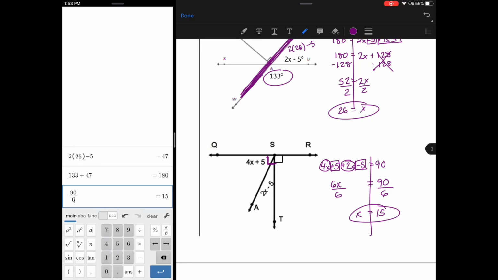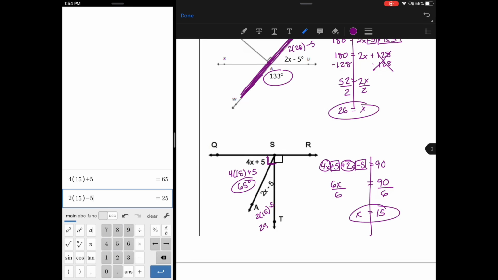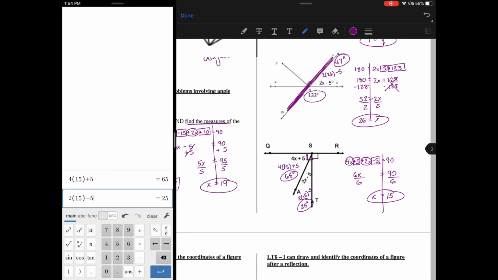And we take what x is equal to and we plug it in. So 4 times 15 plus 5, and then 2 times 15 minus 5. If we go over to Desmos and we plug that in, we'll find the measure of our angles to be 65 degrees and 25 degrees. And when we add those together, we get 90, so we know our answer is correct.